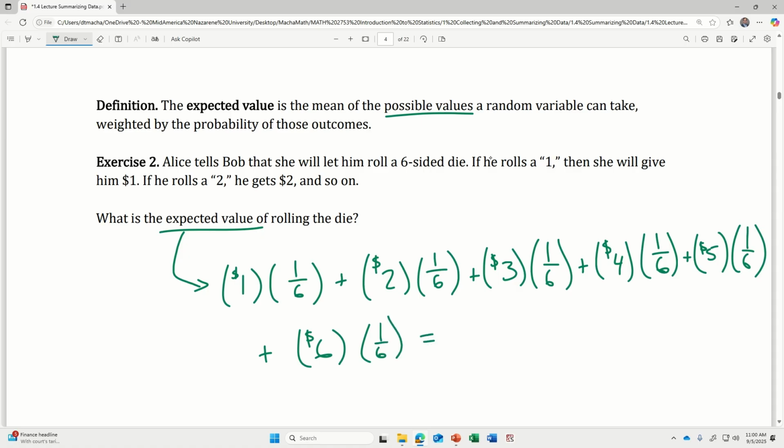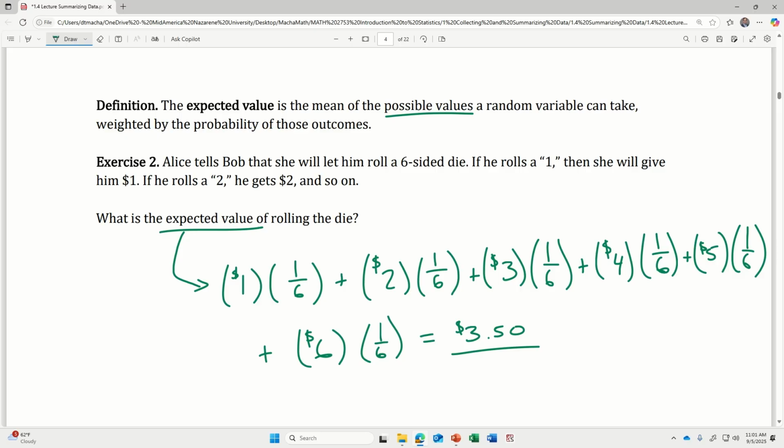And if you punch this in your calculator, you should get, I want to say 3.50. So if you find yourself in this situation, the expected value of rolling the die is $3.50. Obviously, $3.50 is not even one of the possible outcomes. You can only get $1, 2, 3, 4, 5, or $6, but expected value doesn't have to be one of the possibilities.